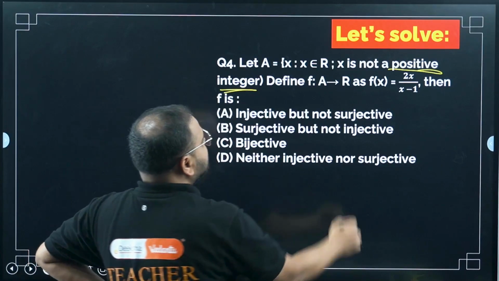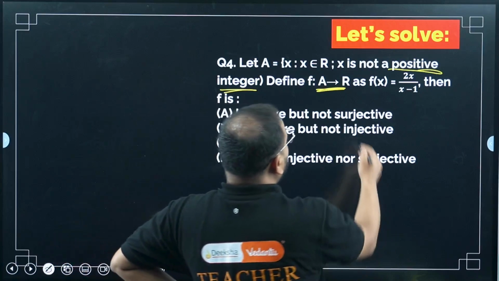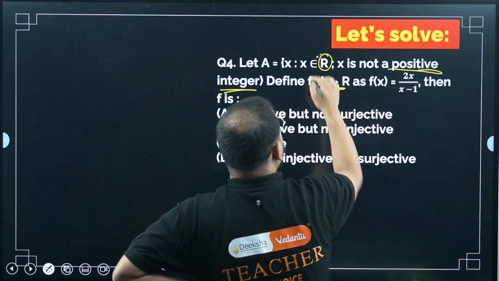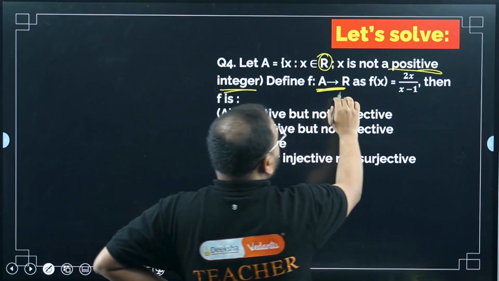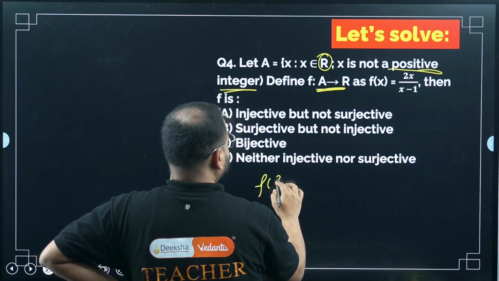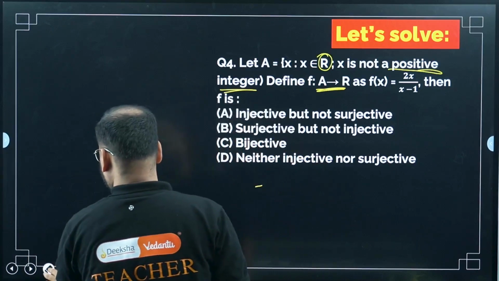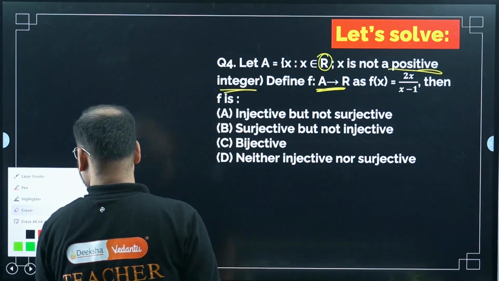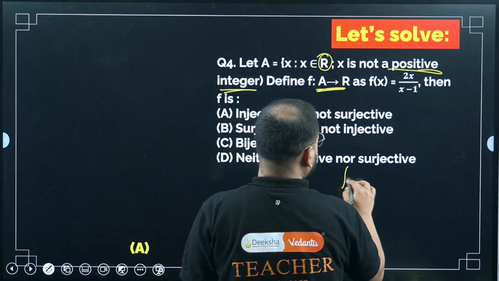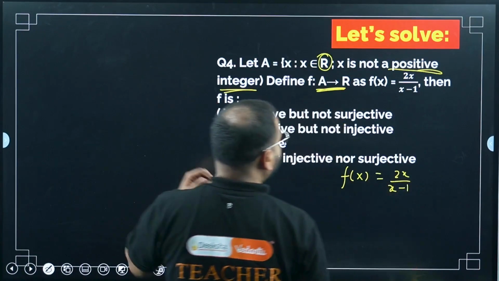Okay sir, and relation is like this, A to R. What is this? R is the real number, correct? Function is defined on this. So both of these are real numbers only. So we have to solve it here only. So f(x) is defined as 2x upon x minus 1.